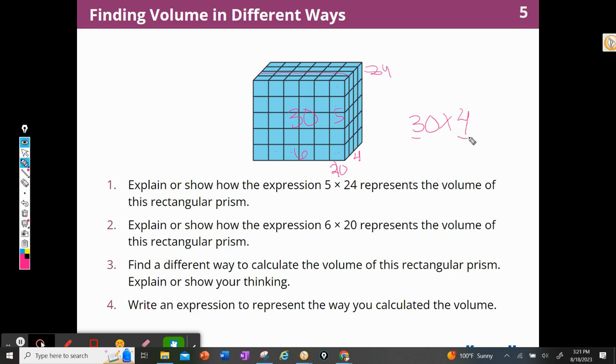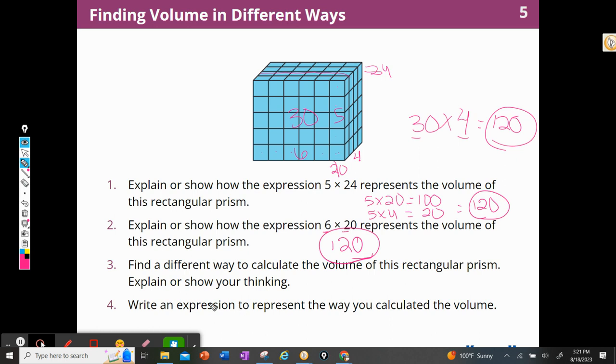Well, I know that 3 times 4 is 12, and I can just add that 10 there. So that's 120. 5 times 24, so I could do 5 times 20, which I know is 100, plus 5 times 4, which is 20. Oh, that's right, it's 120. And for this one, I can say 6 times 2 is 12, and then add that 10 in. So yeah, I got 120 cubes for each way I did it.